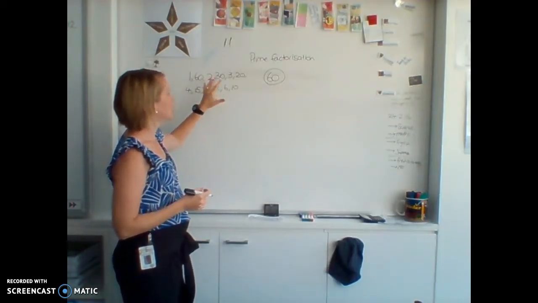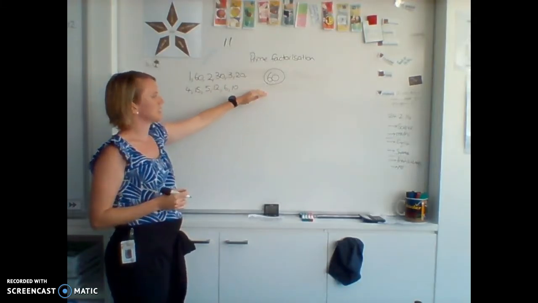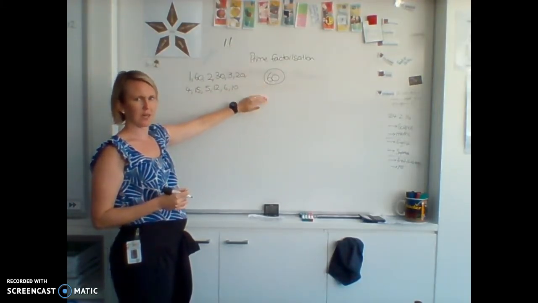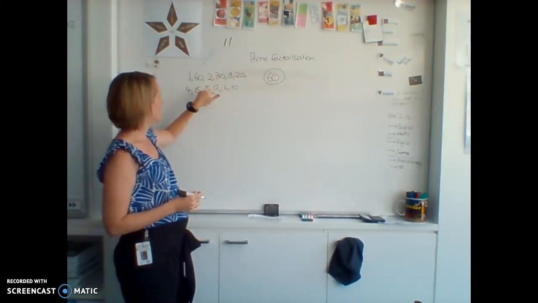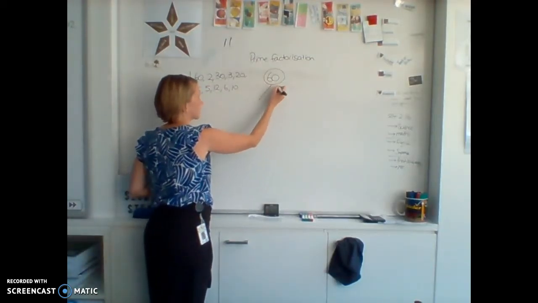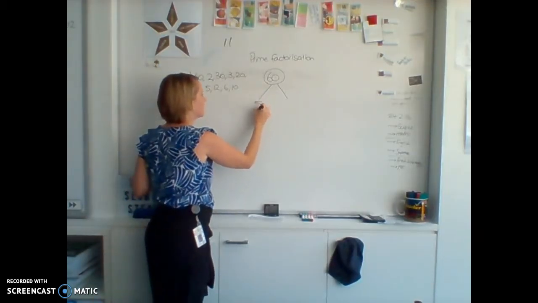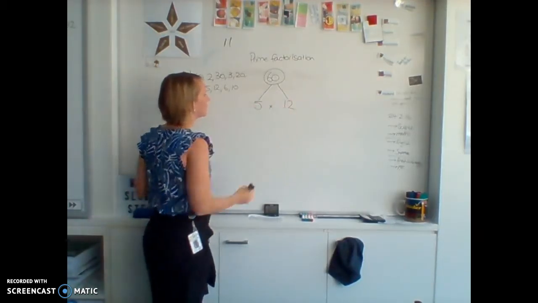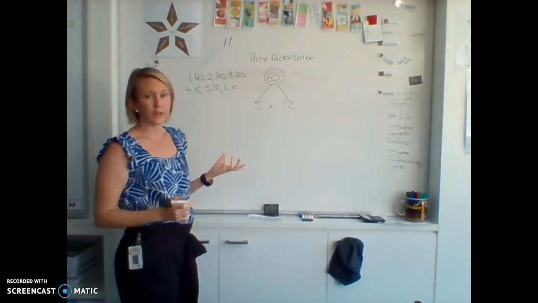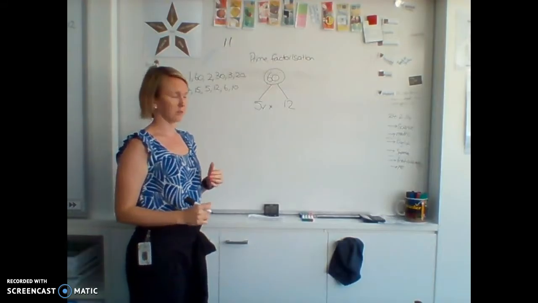What you're going to do is choose a pair of these factors. Don't choose 1 and 60, because that's only going to take you back to the start anyway. So let's go with 5 and 12. We're going to have the branches of the tree come off like this: 5 times 12. 5 is already a prime number, so let's give that a tick. We don't need to do anything else with the 5.